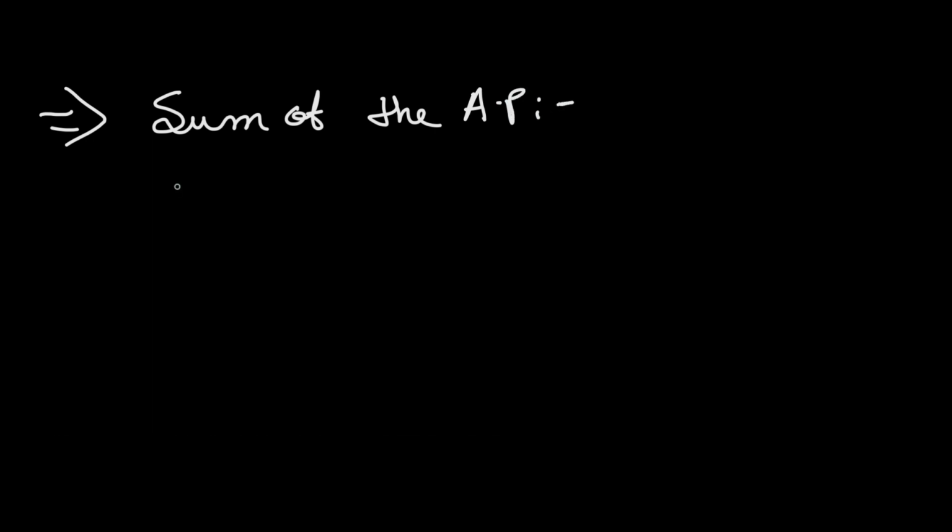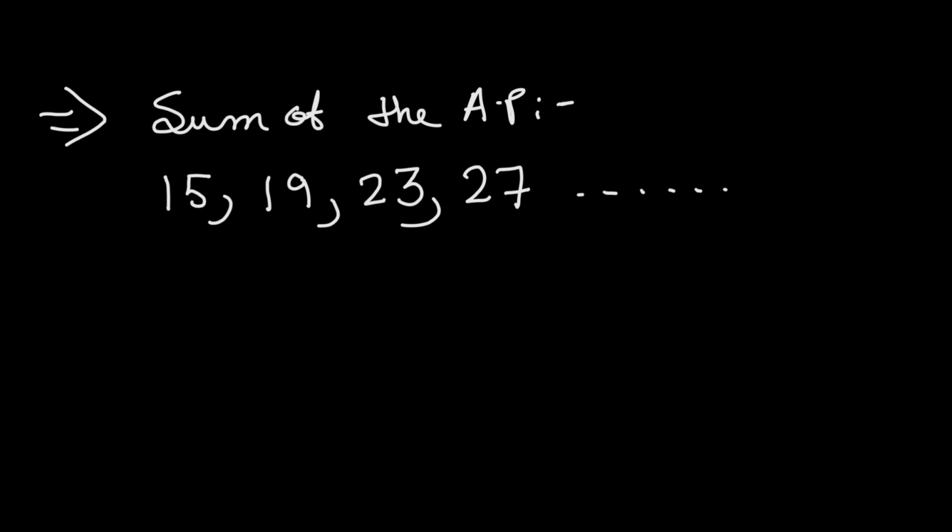Let's do one more example. We have to find the sum of the following AP, which is 15, 19, 23, 27. The last term is given as 75.